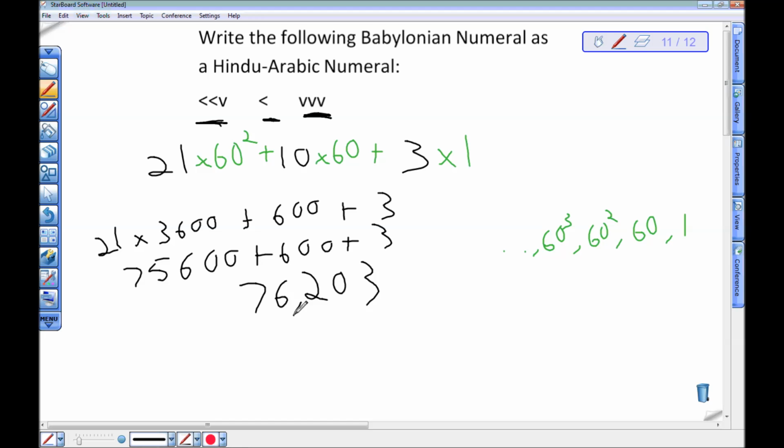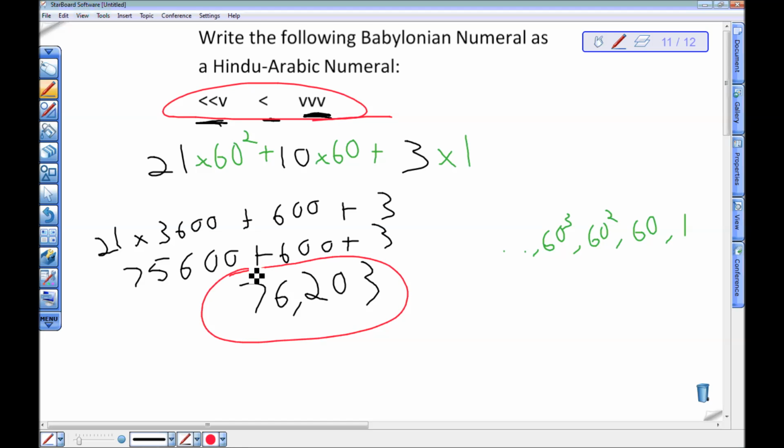So this is how I write this as a Babylonian numeral. And vice versa, this Babylonian numeral represents this Hindu-Arabic numeral, and they both represent 76,203 of something.